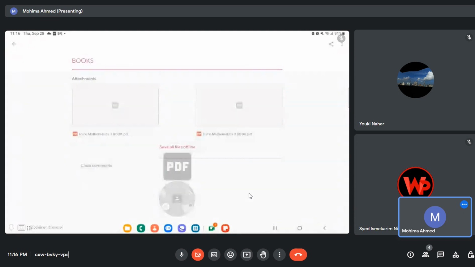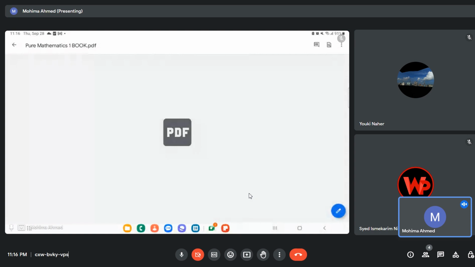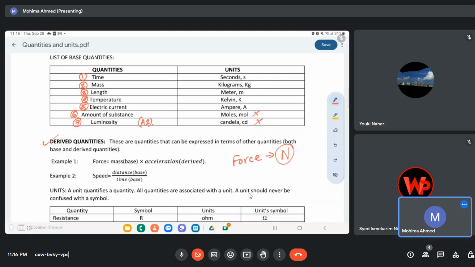We are going to start with this trial class. We are going to explain maths from the Pure Maths 1 book. And in addition to this, we also need to solve some extra worksheets, because I don't know how long it will take to open this book.